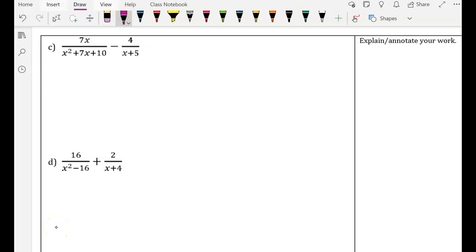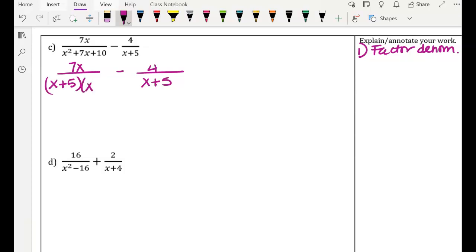Alright, guys, let's factor out your denominators. Okay, factor denominators. So I'm going to copy the top. I'm going to copy the top again. This second denominator is not factorable, so we will leave it. But this first denominator, our factors will be x plus 5 times x plus 2, just like that.